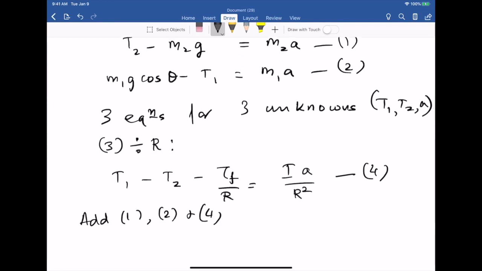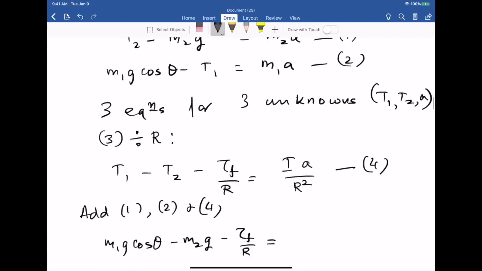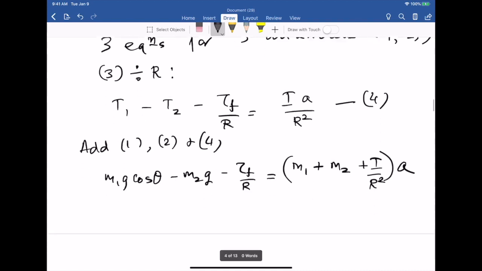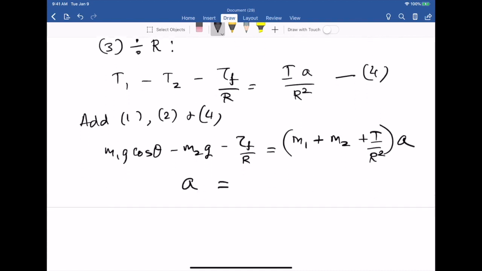So if you add equations 1 and 2 and 4, then the T1 and the T2 cancel out, and you're left with M1G cosine theta minus M2G minus tau friction divided by R is equal to M1 plus M2 plus I divided by R square, multiplied by A. And so you have numerical values for everything on the left side. You have numerical values for everything on the right side except for the A. And so you can just easily solve for A from here and get the answer. And so that is how you would do this problem.